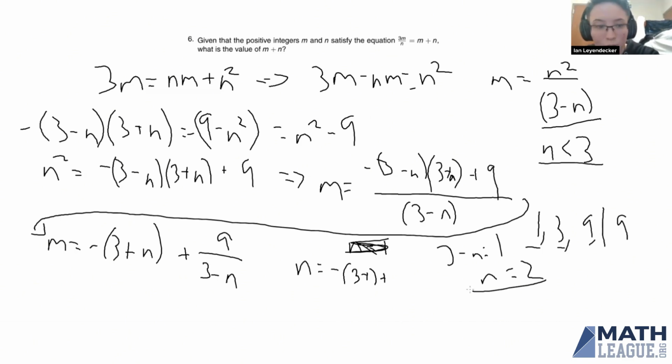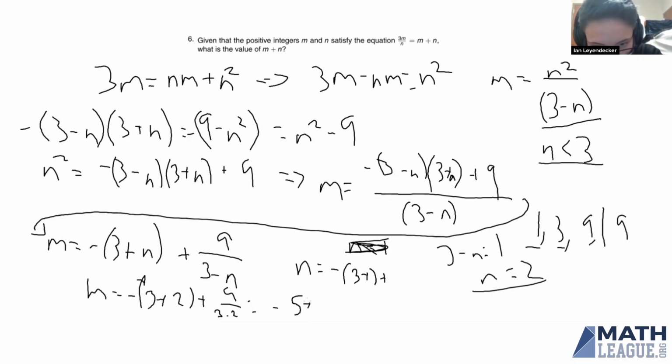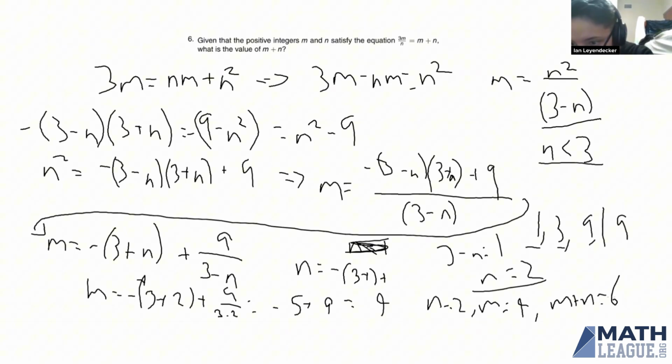So if n equals 2, then m equals -3 plus 2 plus 9 over 3 minus 2, or -1 plus 9, which is 8. Wait, as stated: -5 plus 9, or 4. So n equals 2, m equals 4, and m plus n equals 6. And we're done. Thank you very much.